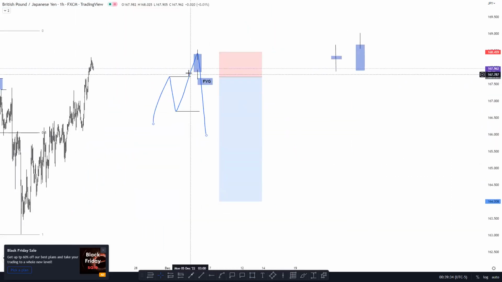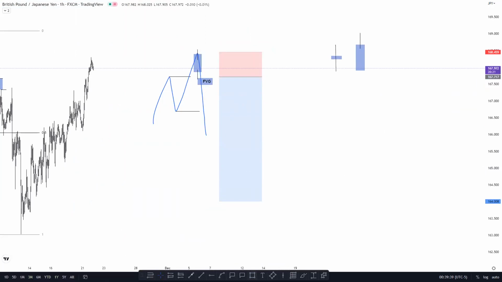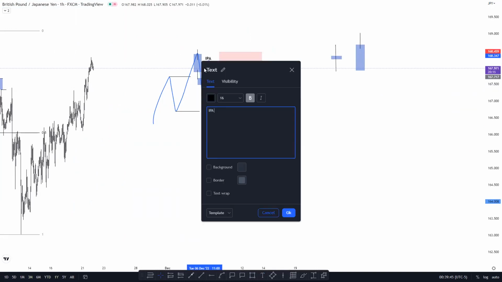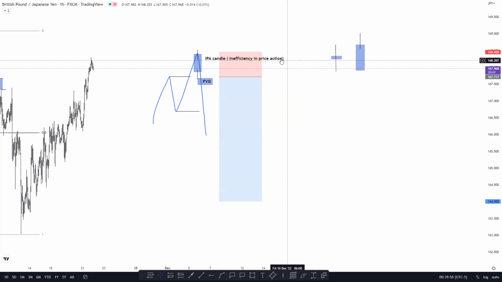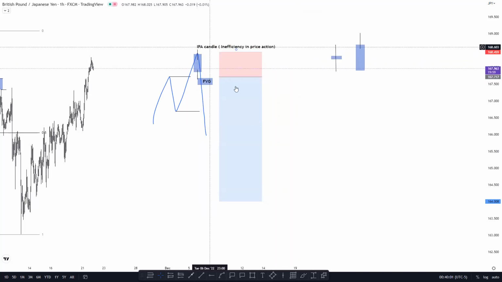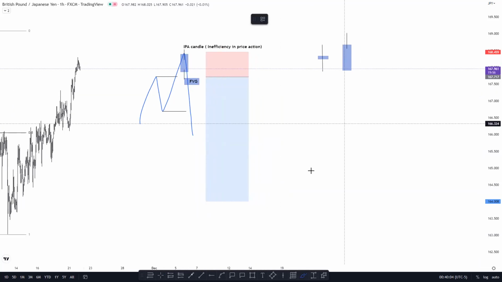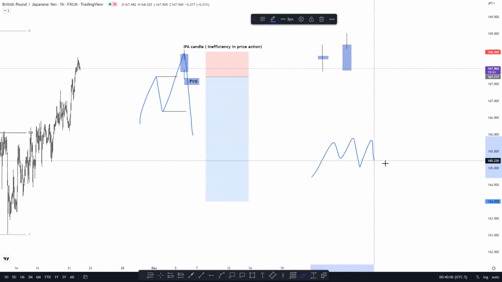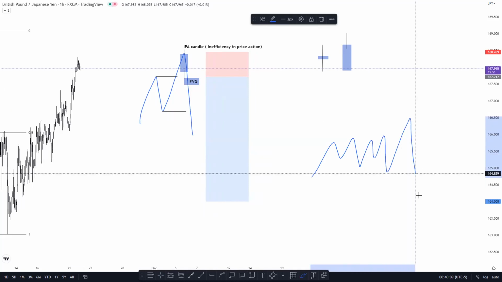So we look for a fair value gap. So if we find a candle with a fair value gap, we call that candle an IPA candle. IPA means inefficiency in price action. Okay, so we call this an IPA candle. So that is where we will look for sells. So what we will look for, if the market comes in, takes out the liquidity and boom.